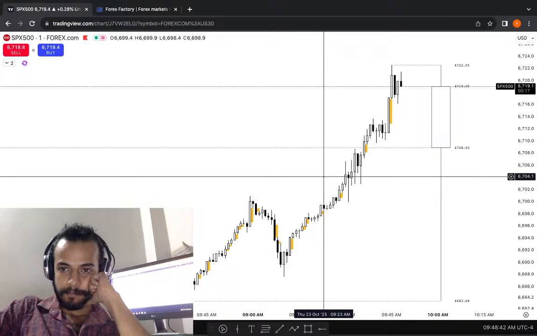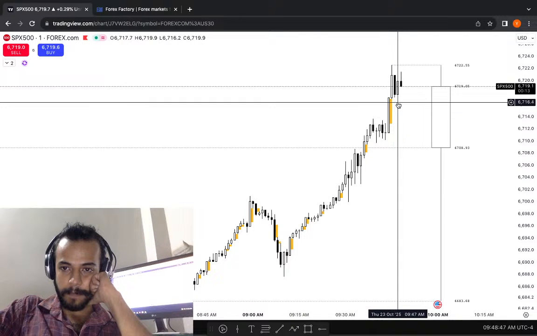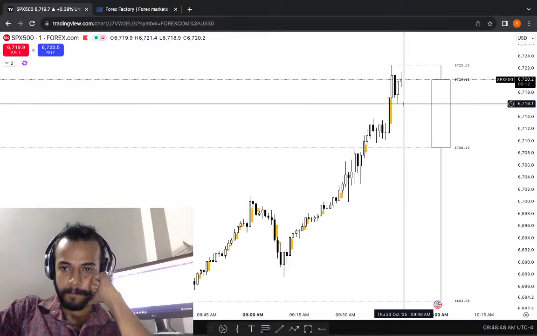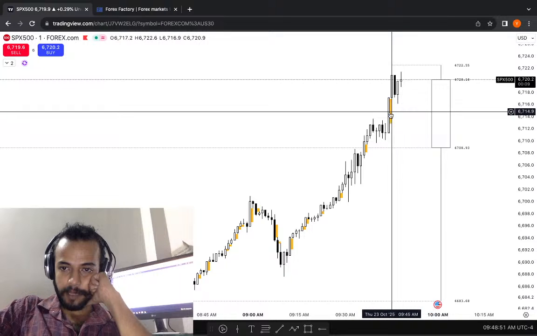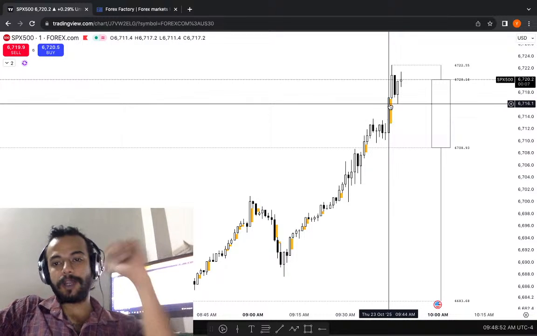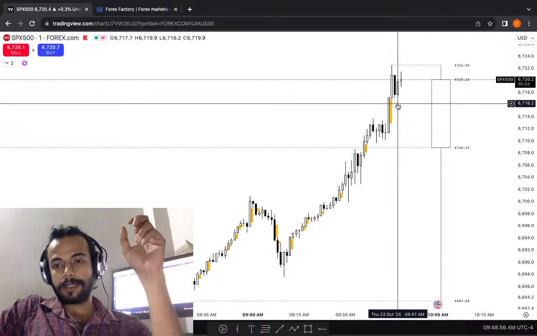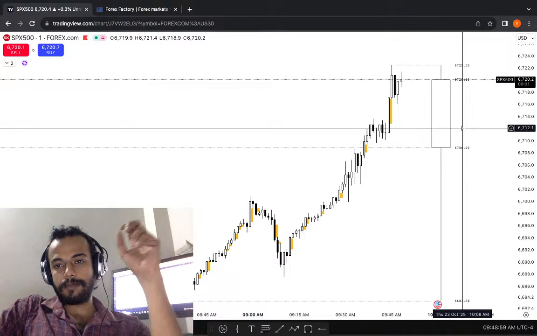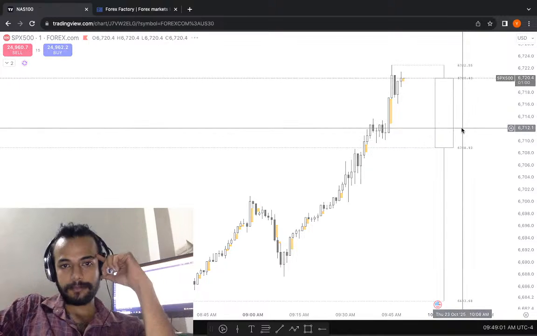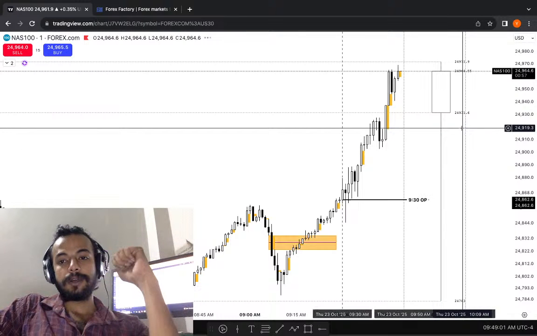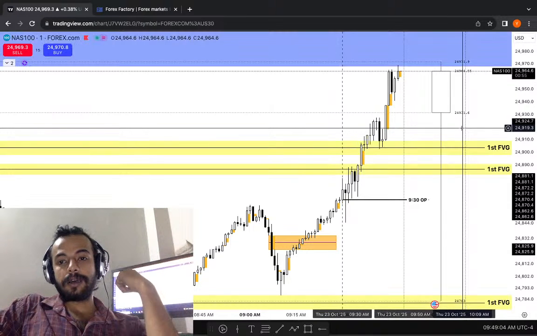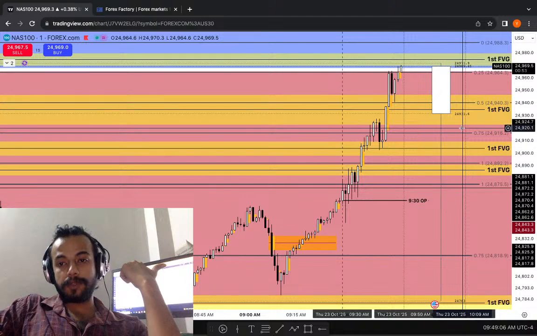That they are respecting this fair value gap. If I grade this fair value gap, you will find that from its upper quadrant, price touched it and moved higher. So that is what price is telling the smart money individuals.